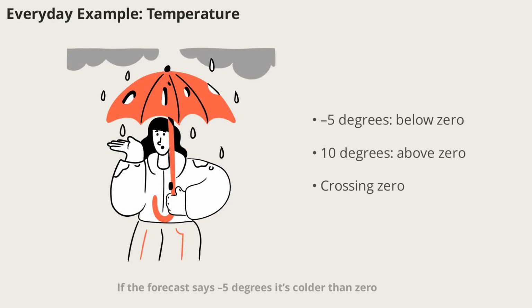If the forecast says negative 5 degrees, it's colder than 0. If it warms up to 10 degrees, you've crossed from negative to positive. This is a simple way to see how integers work in weather reports.